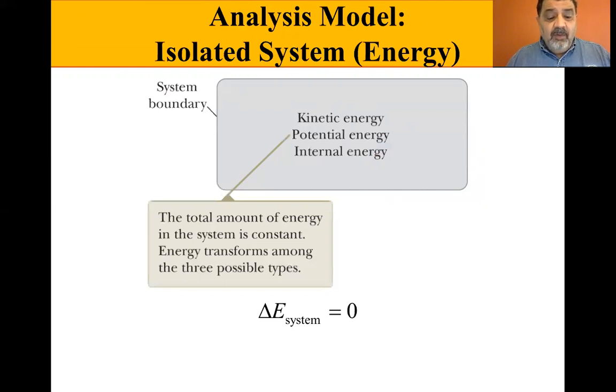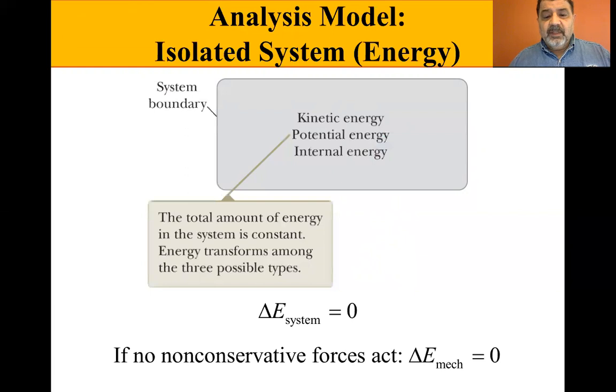If no non-conservative forces act within the isolated system, the mechanical energy of the system is conserved. So if no non-conservative forces act on it, the change in E mechanical equals 0. What's a non-conservative force? Something like friction. So that would change. So examples are an object in free fall. Gravitational potential energy transforms to kinetic energy. That's ignoring wind resistance.